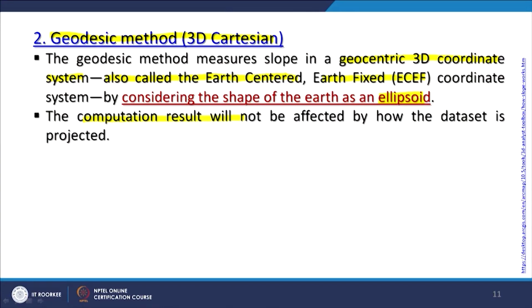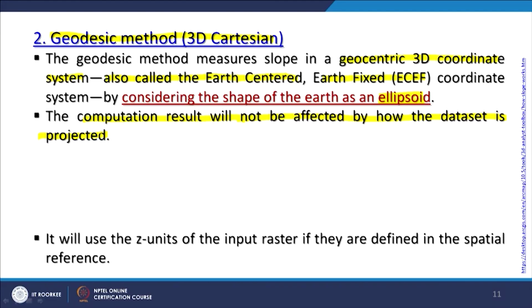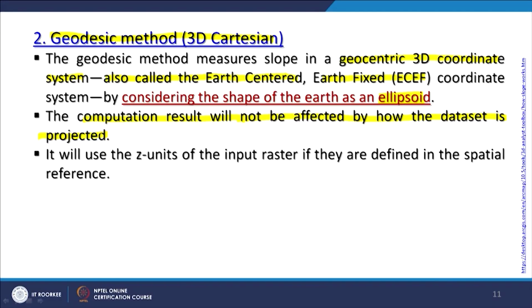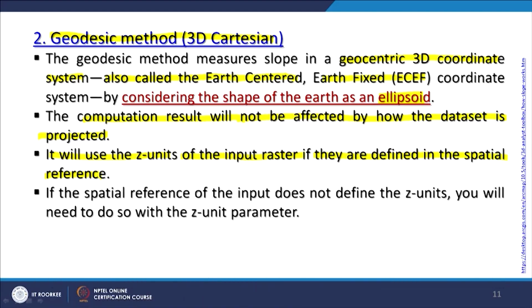So, the computation of results will not be affected by how the data set is projected. In the case of 2D Cartesian or planar calculations, the data is first projected in a 2D plane and then the calculation is done. Here no matter how the data is projected, it will do the calculation. It will use the Z units of the input raster, that is the cell values, if they are defined by the spatial reference, which means they are georeferenced, and generally we have that. If the spatial reference of the input does not define the Z units, one has to provide that Z unit parameter.